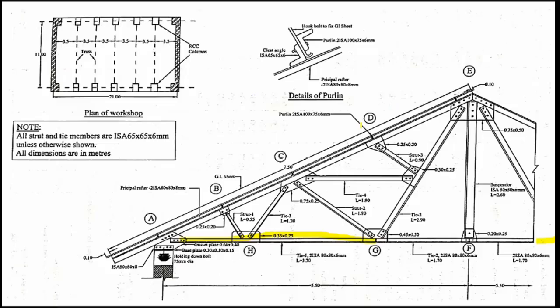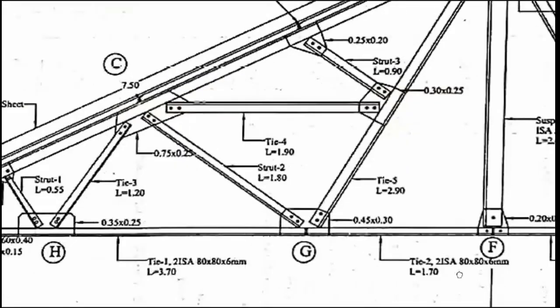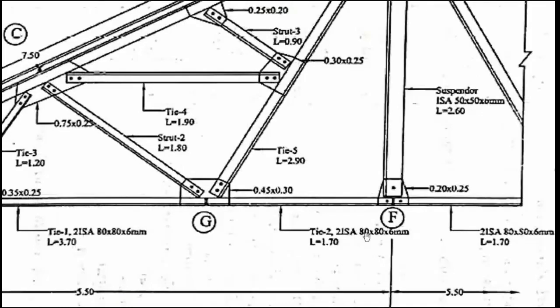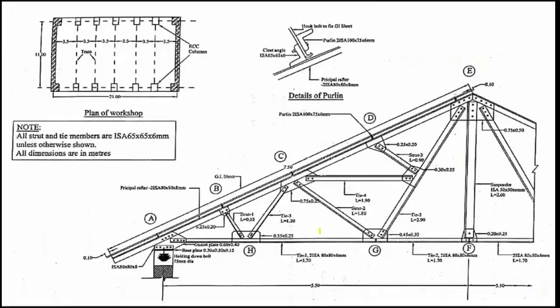Next one is truss tie member 2. This is tie member number 2. This is also a double angle of size 80 by 80 by 6 and length is 1.7 meters. Right? So if you compare it with the previous problem, in the previous problem from here till here there was one single member. But here in this case, it is not so.